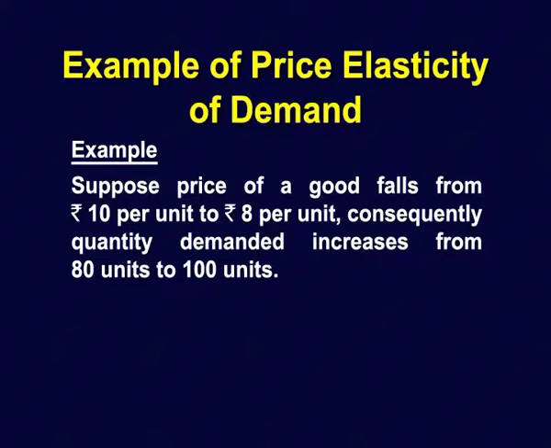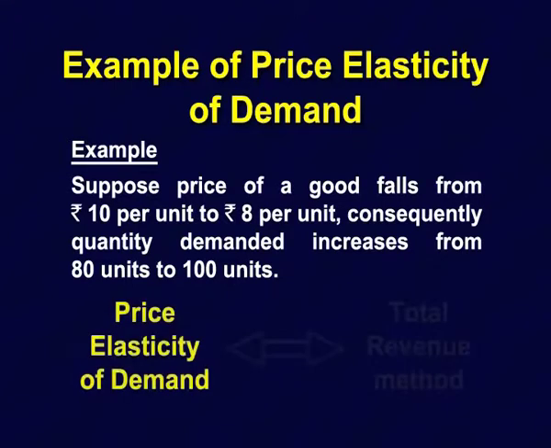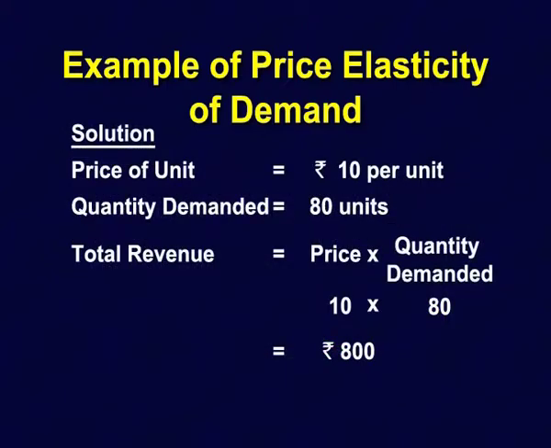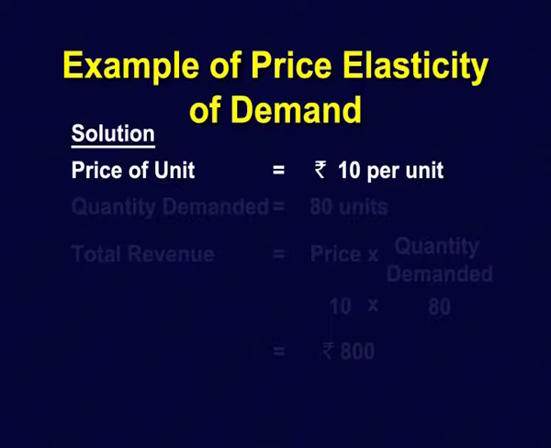Consequently, quantity demanded increases from 80 units to 100 units. Now, how can we comment about price elasticity of demand when we consider the total revenue method? The solution of this problem is like that: when we have been charging the price of rupees 10 per unit, the quantity demanded is 80.